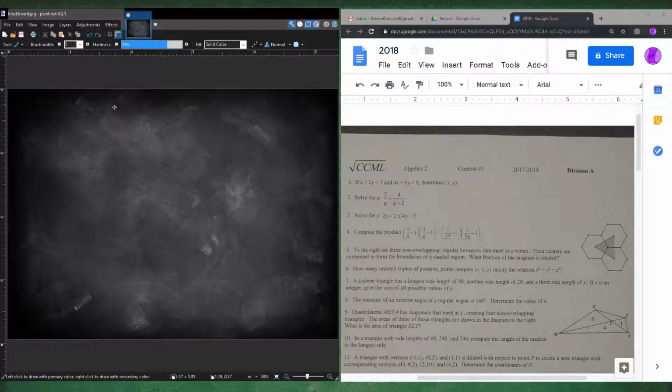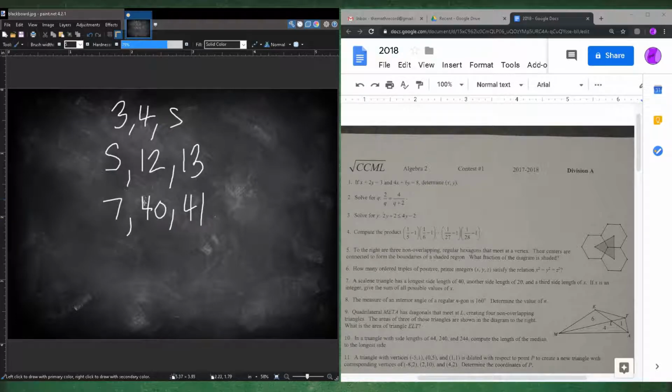So instead of thinking of odd, even, even, odd, odd, and even, you could just look for patterns in Pythagorean triples. So 3, 4, 5, right? The next Pythagorean triple is 5, 12, 13. The next one is 7, 40, 41, I believe. Actually, no. 7, 24, 25. I'm sorry about that. And we have 8, 15, 17.